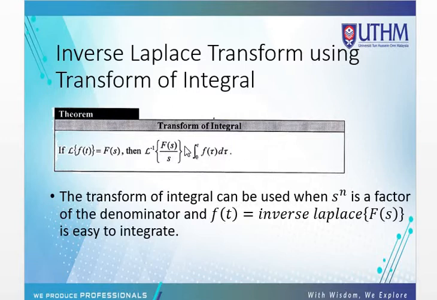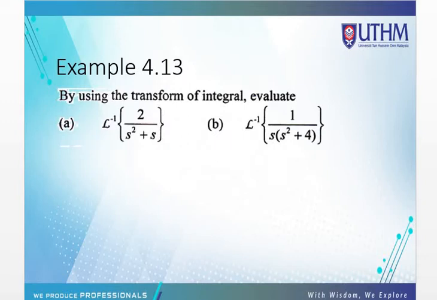This means that the question of inverse Laplace transform must fulfill the format of this one. There is F(s) over s, at least it's divided by s. So we can solve using the transform of integral method. So we can say that the transform of integral can be used when s to the power of n is a factor of the denominator and f(t) is the inverse Laplace transform of F(s), and it is easy to integrate. Now let's look at the example.